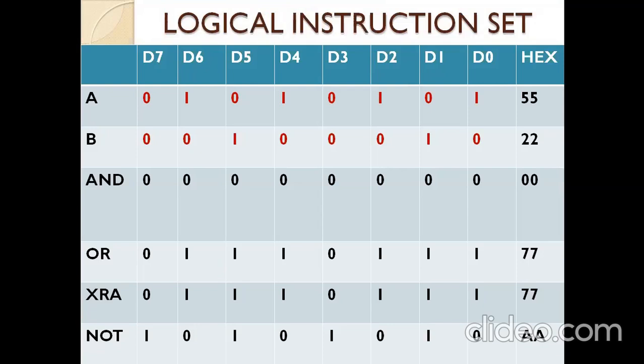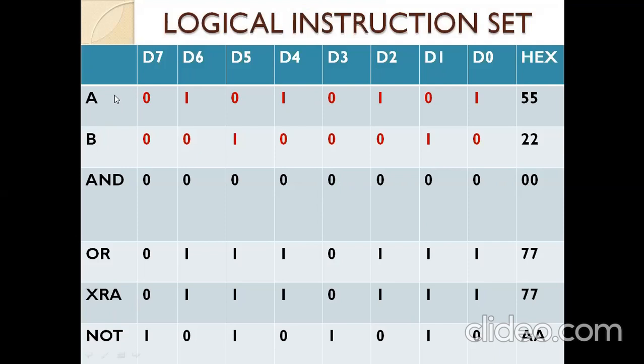In the logical instruction set, various types of operations are available. First is the AND operation, then OR, XOR, NOT, NAND, NOR, and XNOR operations. These are the logical operations. But the 8085 microprocessor performs only four logical operations: AND, OR, XOR, and NOT. First I am going to explain how the 8085 performs the logical operations.